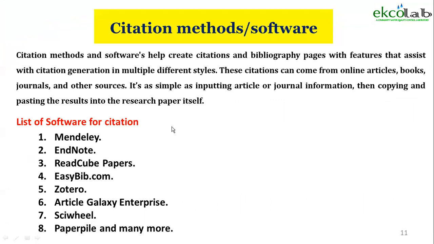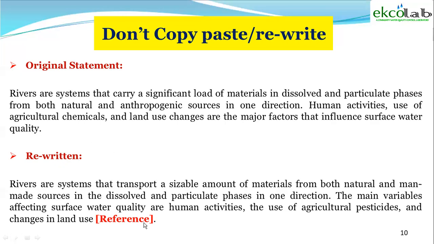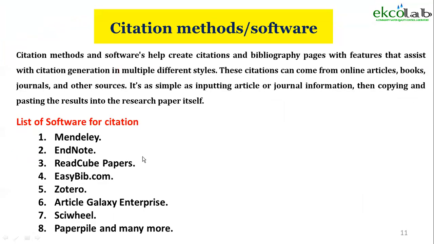Next is about the citation method. Like here, I told you that you need to cite the reference of the paper. So how will you cite a research article, book, or anything that you want to cite? There is a special citation method, citation software, which will create an automatic bibliography and pages for you just to cite properly any article, book, or journal which you want. Here I showed you some software like Mendeley, EndNote, Readcube, EasyPub, Zotero, and Article Galaxy.